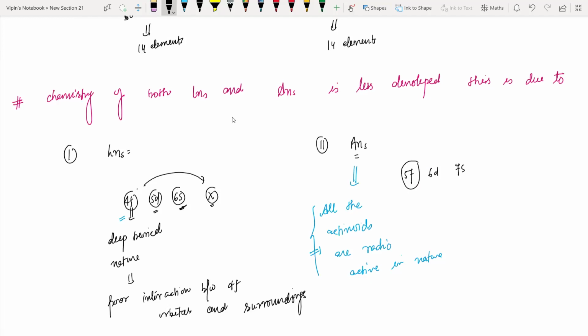And also there is the relativistic effect, which suggests that as the principal quantum number or the mass increases, there is more expansion in case of d and f orbitals as compared to s and p orbitals. In case of actinides, all the actinides are radioactive in nature, while in case of lanthanoids it is very easy. The 4f orbital is deep inside, therefore it has poor interaction with the surroundings, resulting in less development of the chemistry of this.